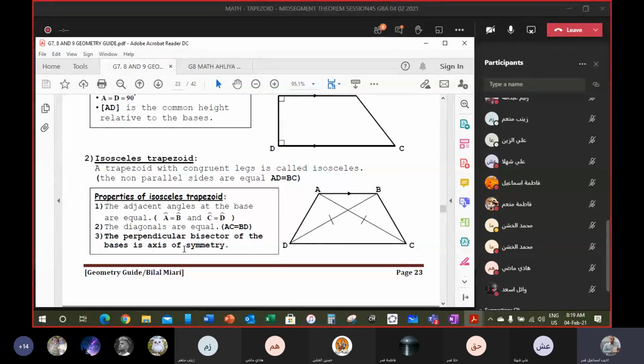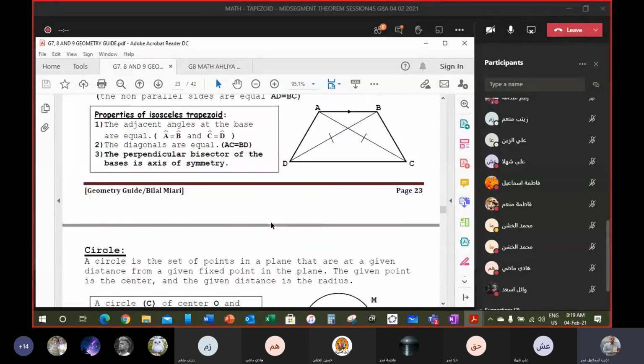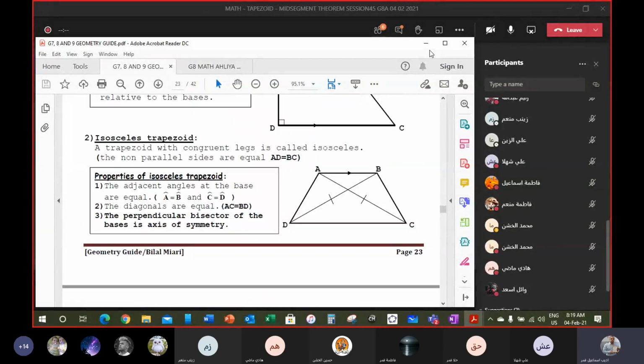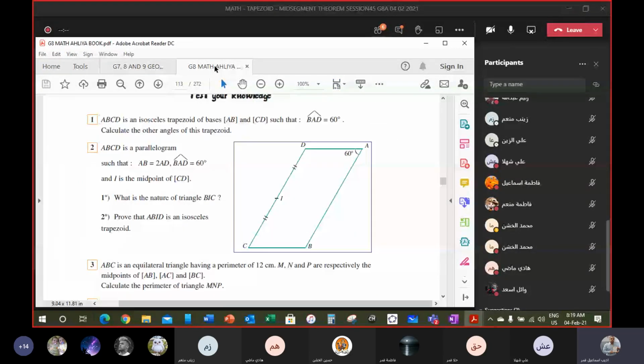This was a revision about the mid-segment theorem in a triangle and a trapezoid, and particular trapezoids. Now we continue to solve exercise 2 that was assigned as a homework. Who wants to read? Fatima Ismail.